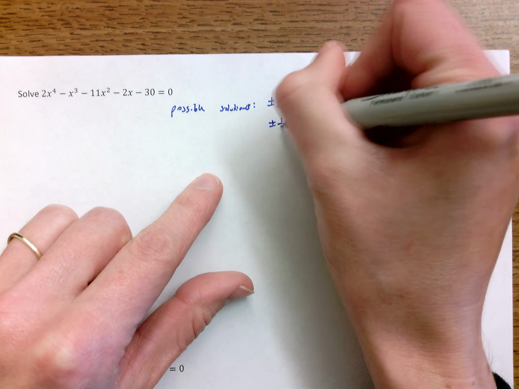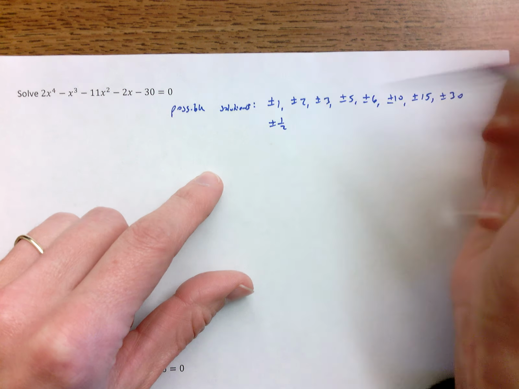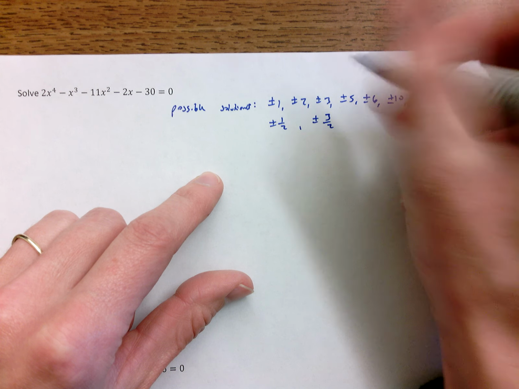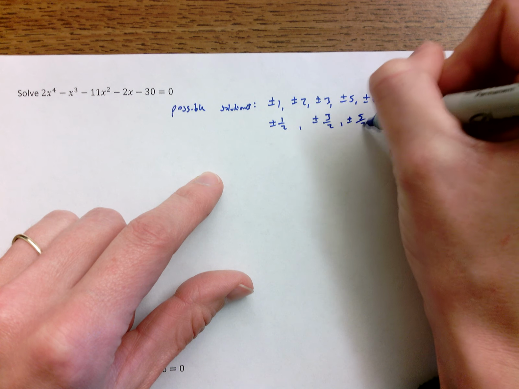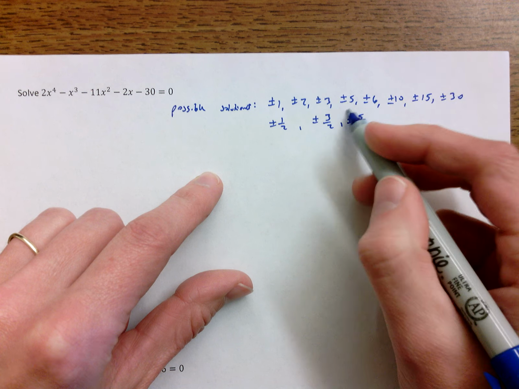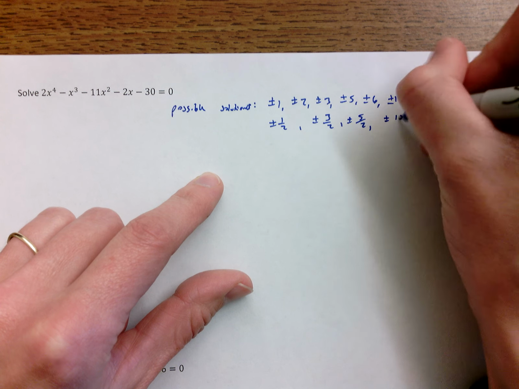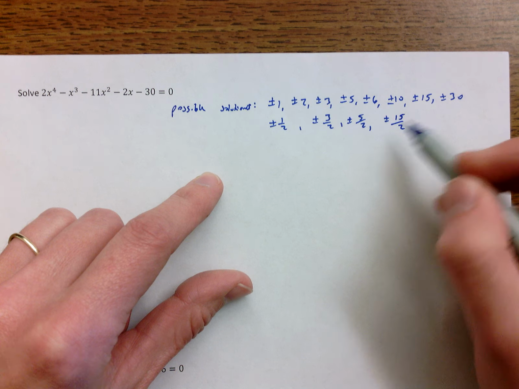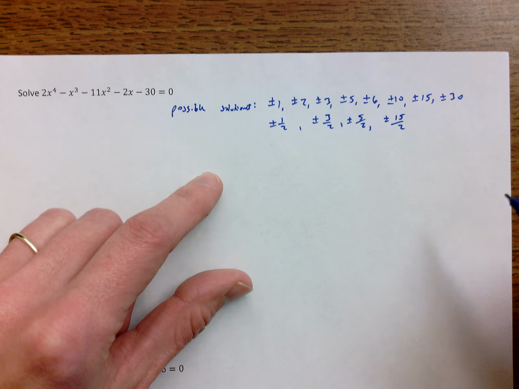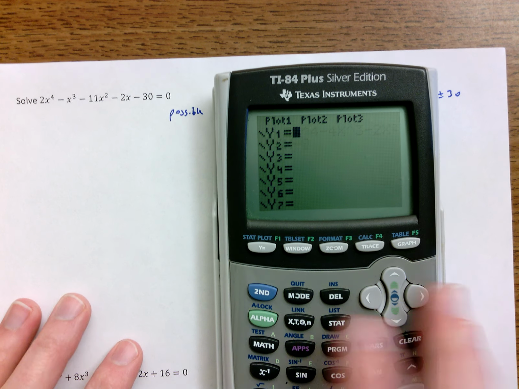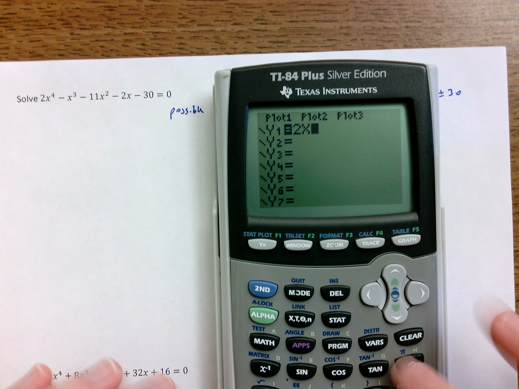So that would be 1/2. 2 divided by 2 would be 1, that's already in my list. Positive or negative 3 halves, positive or negative 5 halves. 6 halves is already in my list, that's 3. 10 halves is already in my list. 15 halves. And then 30 halves is 15, that's already in my list. So that's all of them. Okay, so there's my possible solutions. All right, and now I'm going to turn to my graph. I'm going to graph this equation.